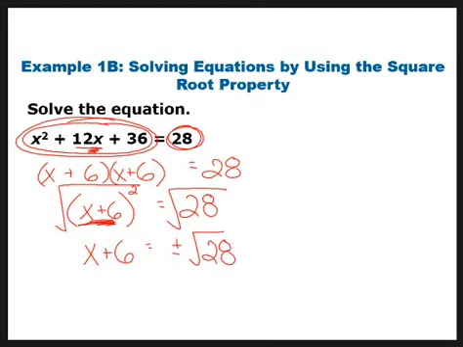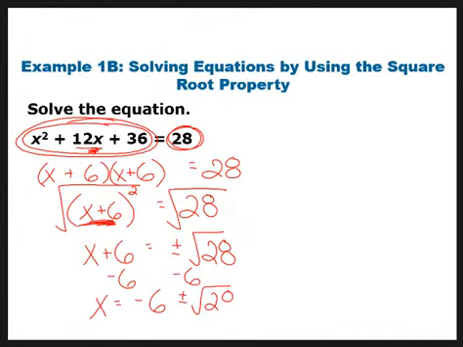Now, I know I'm probably going to be able to break down the square root of 28, but before I do that, I want to get x all by itself. So x in this case is actually going to equal negative 6 plus or minus the square root of 28. Now, I'm going to rewrite it up over here to the right.